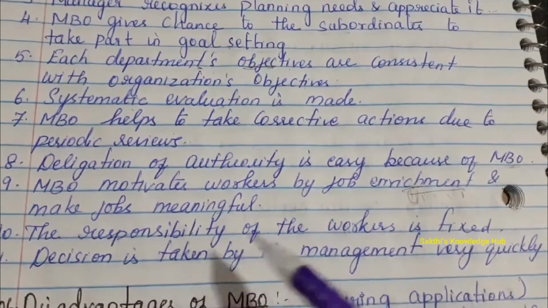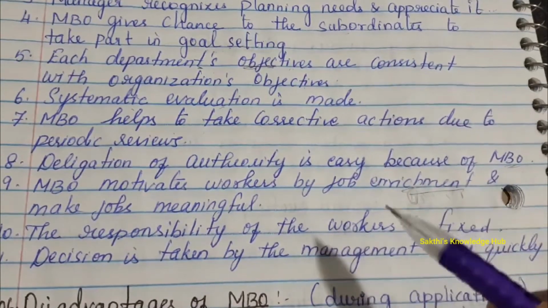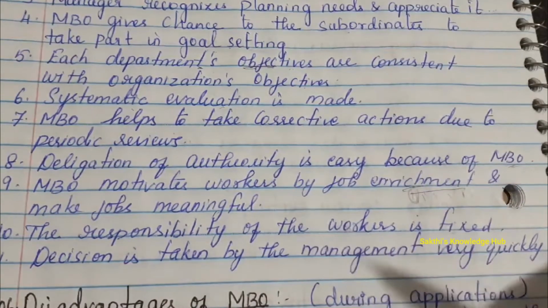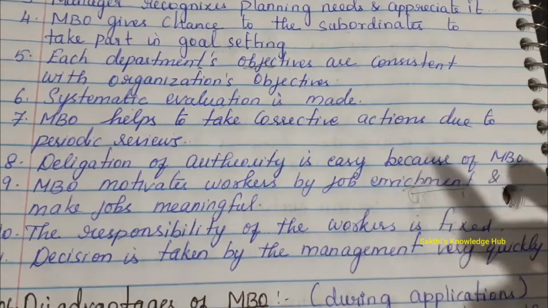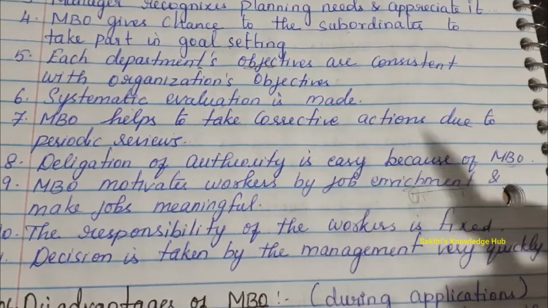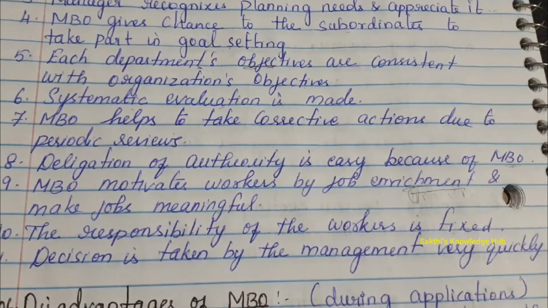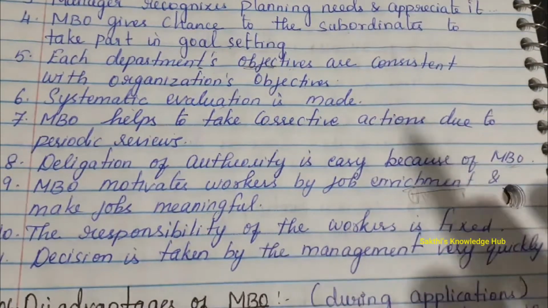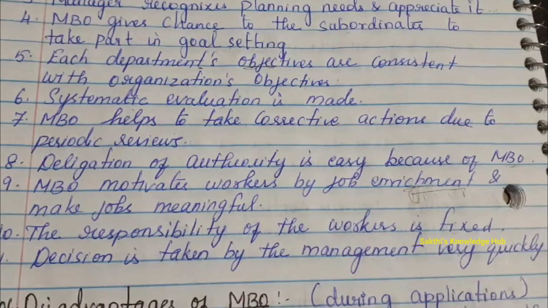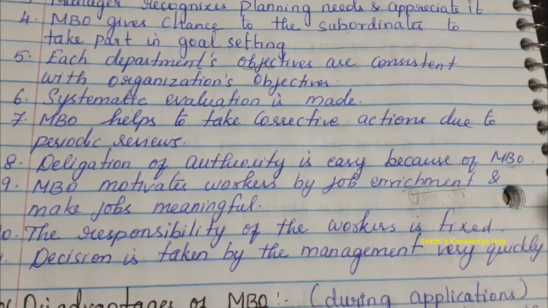And the responsibility of the worker is fixed. So they will feel responsible by themselves in the organization. They will fix it by themselves as well as the organization will fix something, and that will help them work easily. Decisions are taken by the management very quickly. So everything is fixed, everything is proper and standard. Definitely it will be very easy to take decisions whenever required. So these are all the advantages of having MBO in an organization.